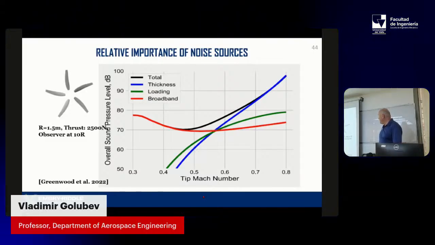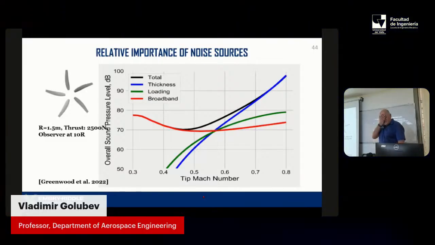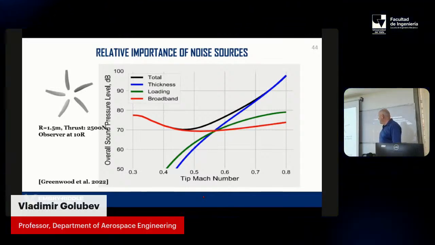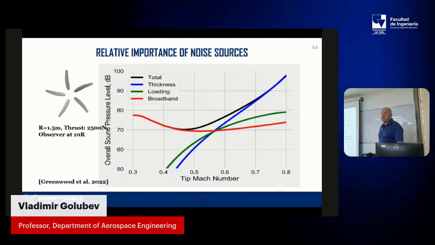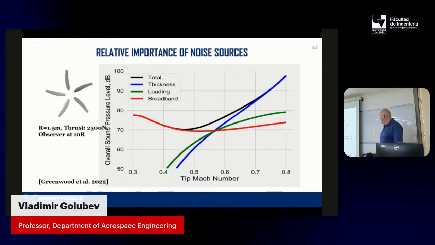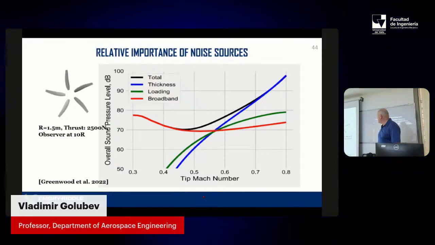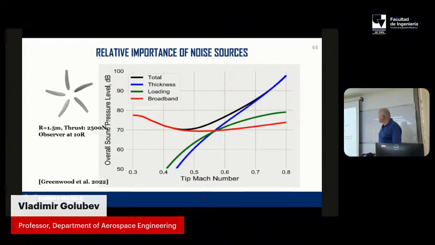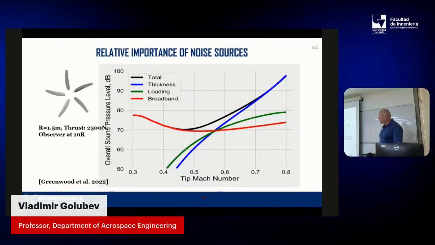You see, this is actually from a paper by Greenwood. He's a famous professor at the University of Maryland. I forgot which university exactly, but he's actually our co-supervisor for the grant with NASA. His famous article was about this issue with the relative components of noise sources.